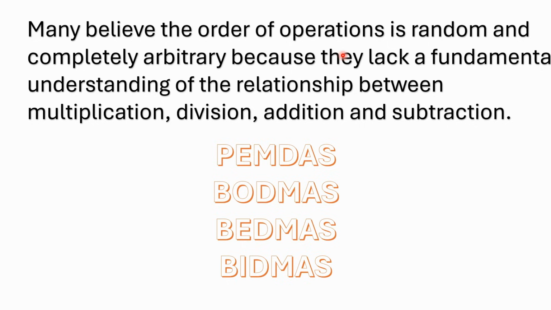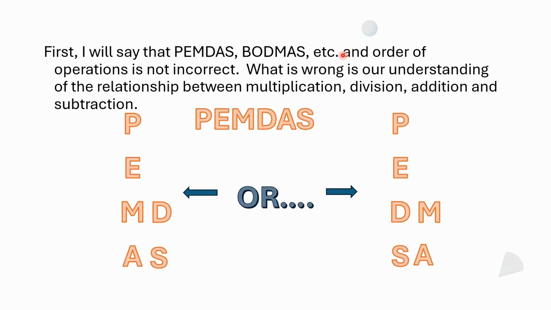I would rather see people understand the relationship between the operations. I'm going to say PEMDAS and BODMAS are not incorrect. They are correct. But what's really wrong is our understanding of them. And then there's also this thing that always comes up. Well, multiplication and division are always solved left to right. And you just keep hearing this left to right drilled into people. And they don't really understand what that means either.